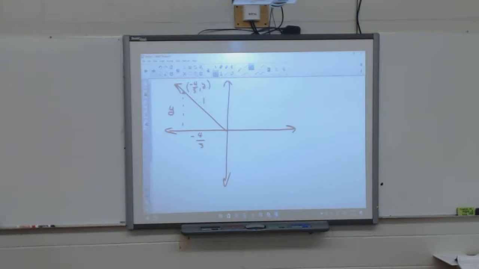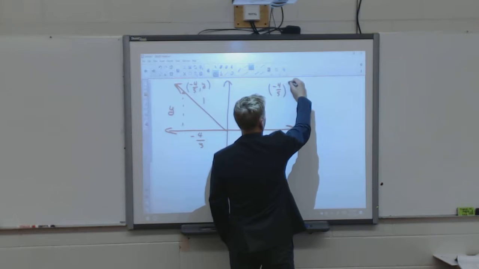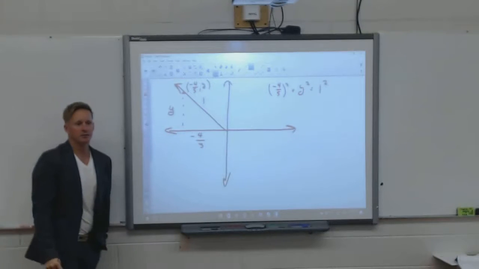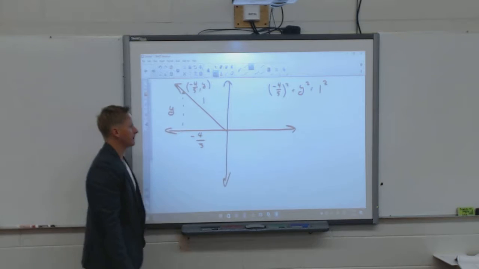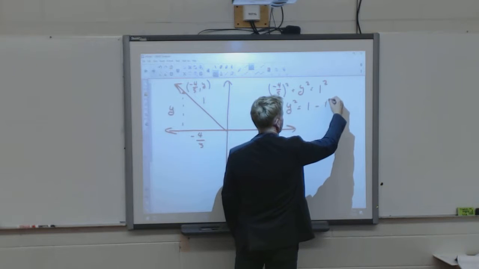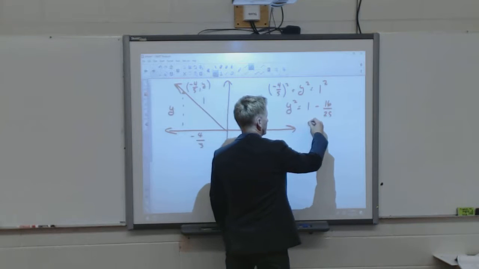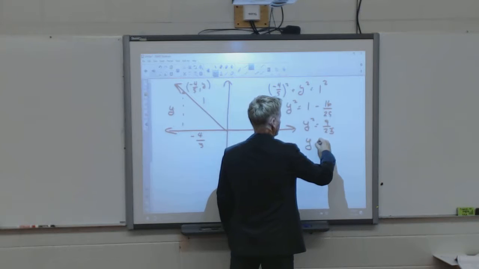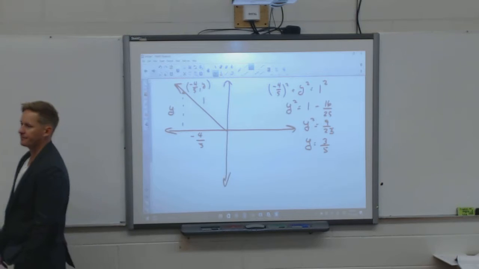So using Pythagoras' theorem, right? I've got (-4/5) squared plus y squared is equal to 1 squared. Correct? No problems there, right? Okay. y squared is equal to 1 minus 16/25. y squared is equal to 9/25. y is equal to 3/5. Now, I have to have a plus minus on that.